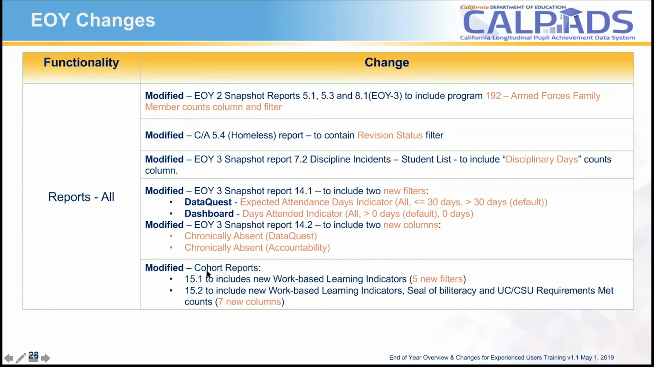For cohort reports, as I mentioned earlier, 15.1 will have 5 new filters to include the new work-based learning indicators, and 15.2, which is the detail report, it will have 7 new columns, 5 for the work-based learning indicators and another 2 for the seal of biliteracy and UC-CSU requirements met counts. These changes are explained in much more detail in the cohort trainings that are happening right now. If you will be working on cohort, I strongly recommend that you attend these training sessions to find out more about the details of these changes.